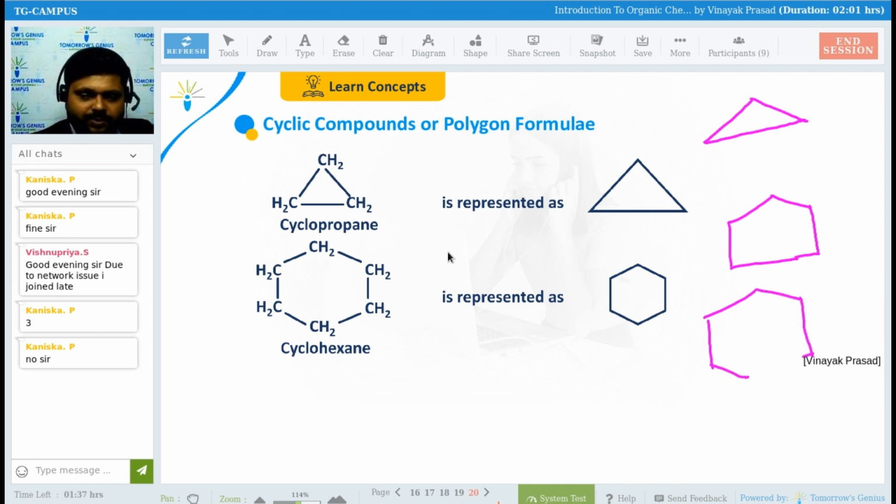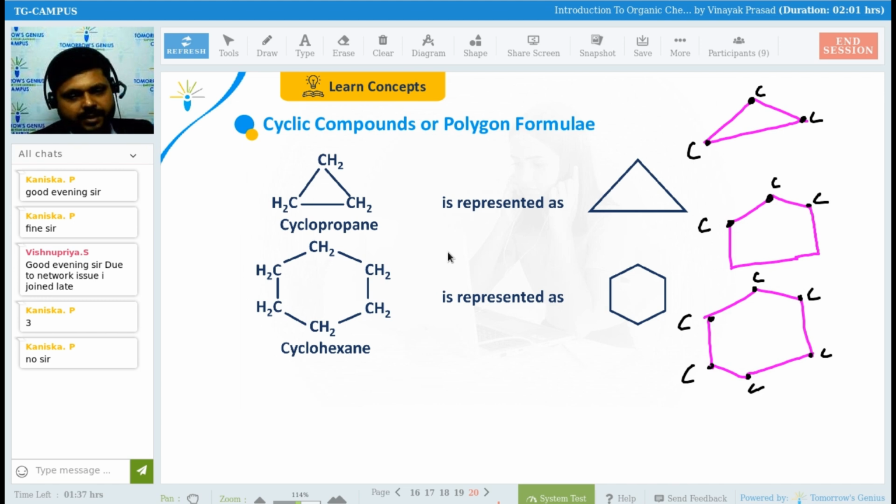But guys, try to understand here. Every corner has carbon only. So this is carbon, this is carbon, this is carbon. Here also carbon, carbon, carbon, carbon, carbon, carbon, carbon, carbon, and carbon. Is it okay?